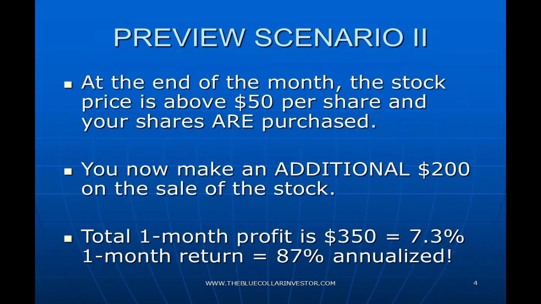We generated $150 on the sale of the option. I told you that's ours to keep no matter what. Now we've generated an additional $200 on the sale of the stock. Buy at 48, sell at 50 times 100. That represents a 1-month profit of $350, on a cost basis of $4,800, which represents a 7.3% 1-month return.